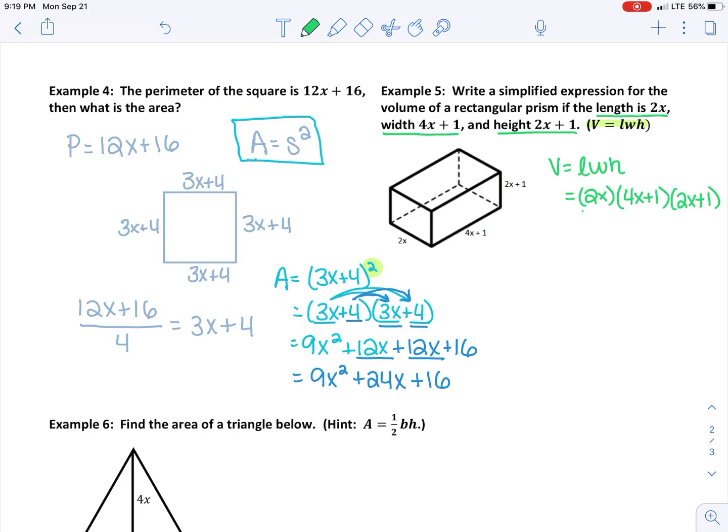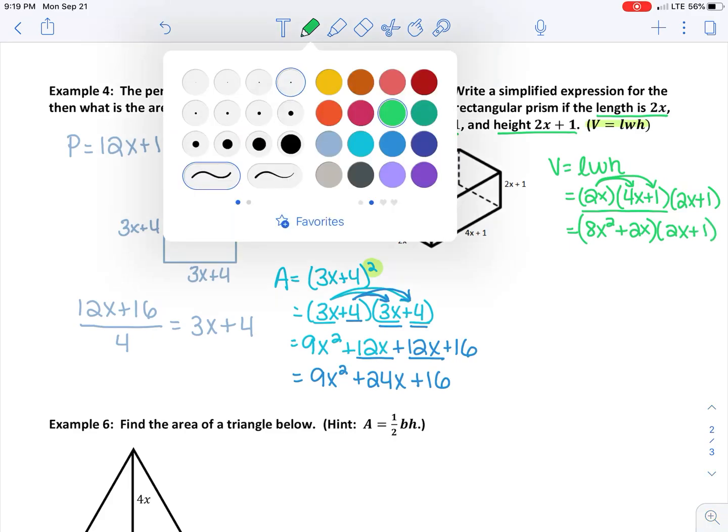So the first thing I'm going to focus on are these first 2 sets of parentheses. I'm going to take this 2x in the first one, and I'm going to multiply it by everything in the second set. So I take 2x times 4x, and I get 8x squared. 2x times 1 gives me 2x. Okay, so I have my first two sets of parentheses multiplied together. And then I have to take what I just multiplied together and multiply that by the third set of parentheses.